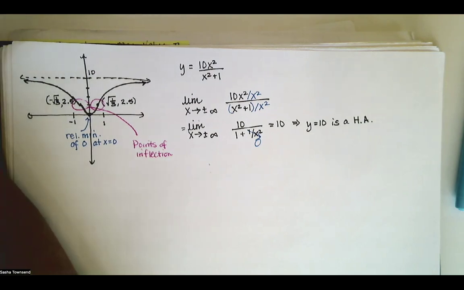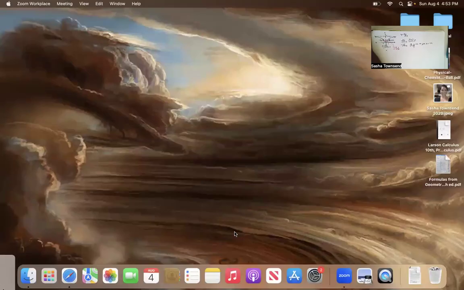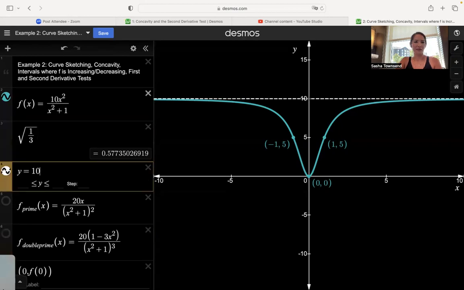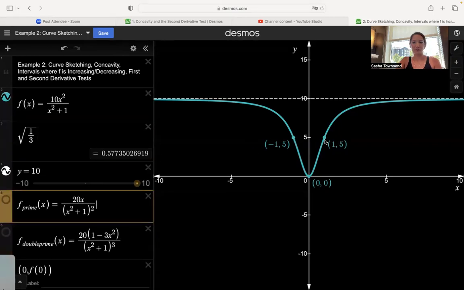Make sure that our graph is consistent with what we see when we use a graphing calculator. So this is our graph. And these points are not the points that we're looking for.